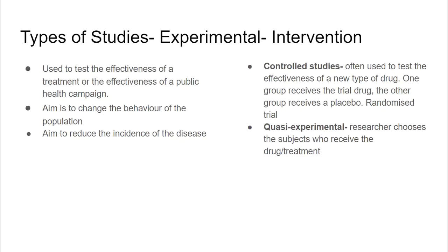There are also experimental studies, and these are used to assess the effectiveness of treatment or the effectiveness of a public health campaign. The aim is to change the behaviour of the population or to reduce the incidence of the disease. And we can look at controlled studies, which are often used to test the effectiveness of a new type of drug. In these kinds of groups, one group receives the trial, the other group receives the placebo, and then there's a randomized trial in the controlled studies, or we have quasi-experimental, where the researcher chooses the subjects who receive the drug treatment.